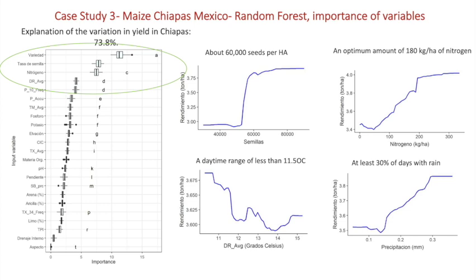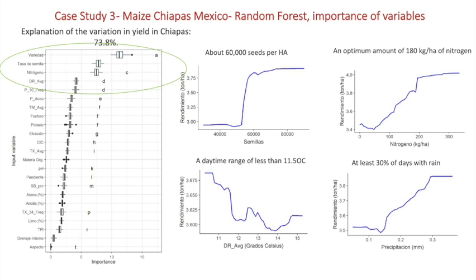This model explains 73.8% of the variation. This is one of the highest numbers that we have achieved with this type of data. Remember that this information is observational information from the producers, not experimental data. So a performance that's above 70% can be seen as quite interesting.